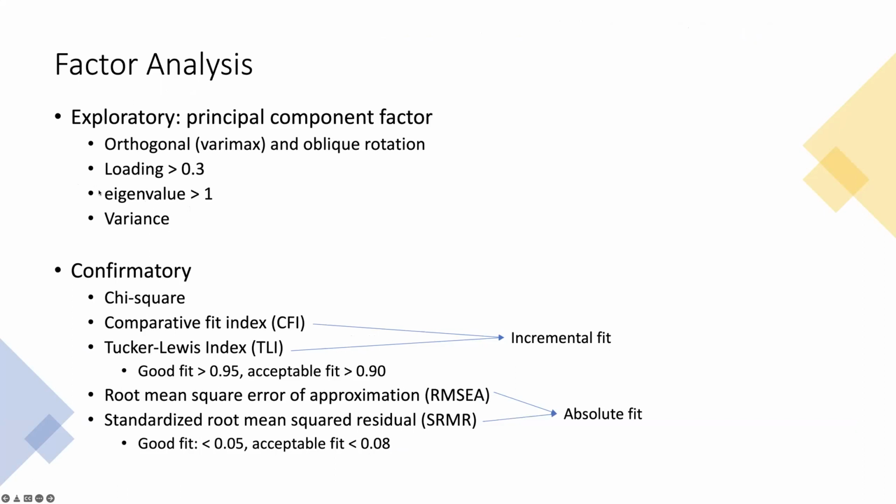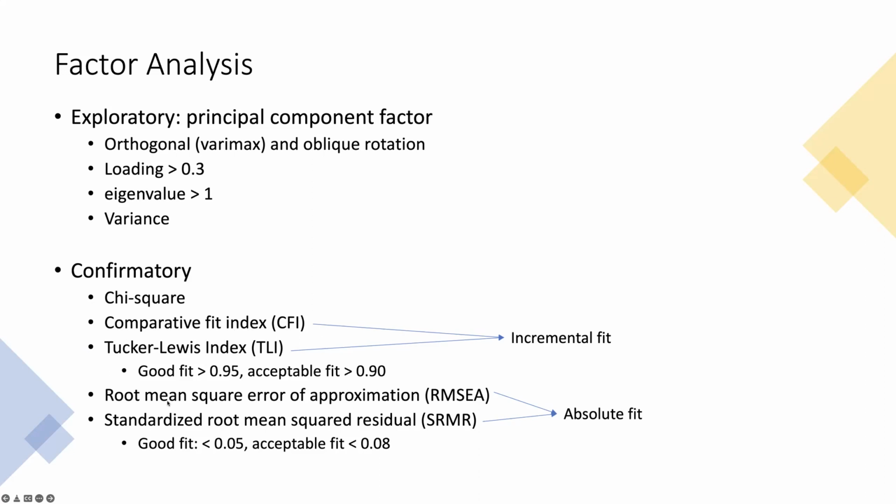So once you're sure of that, you can do a confirmatory analysis. When you run that, you will get chi-square, and you also get these fit statistics. There are two that measure the incremental fit, which are the comparative fit index and the Tucker-Lewis index. If they are greater than 0.95, that means your model is a very good fit. But if they're less than 0.95 and greater than 0.9, then your model is an acceptable fit.